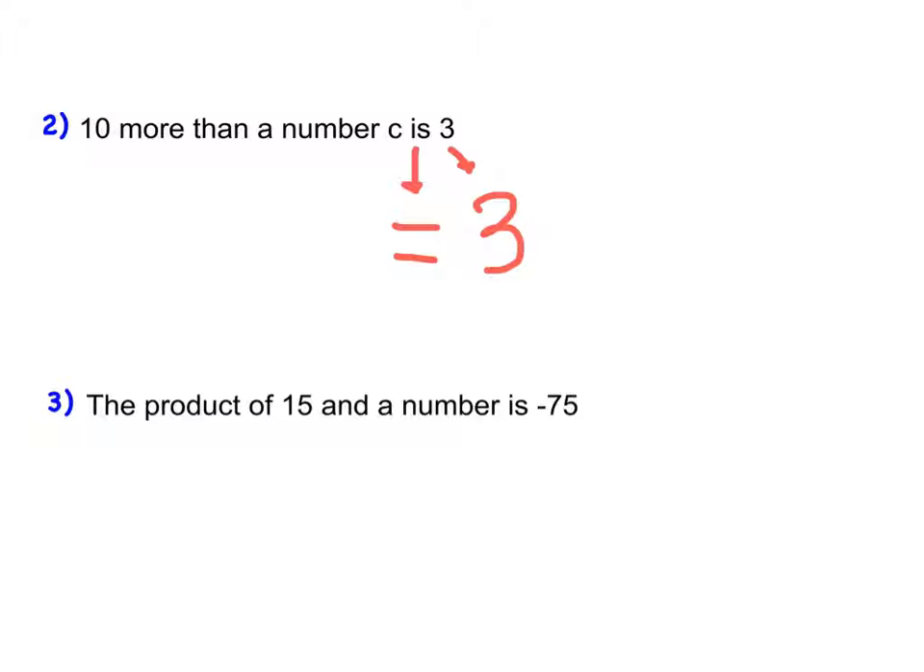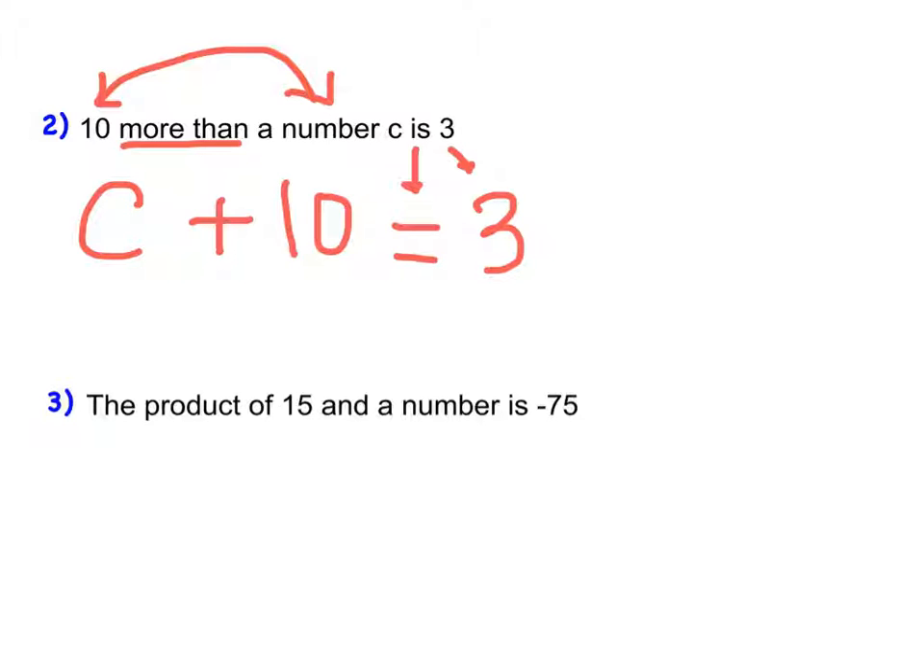Then we want to look for our operation. We have more than. The keyword plus, or the keyword more, represents addition. And the word than tells us to switch our order. So I'm going to write the number C first, and then I'm going to write 10 second. So the equation that represents this verbal sentence is C plus 10 equals 3.